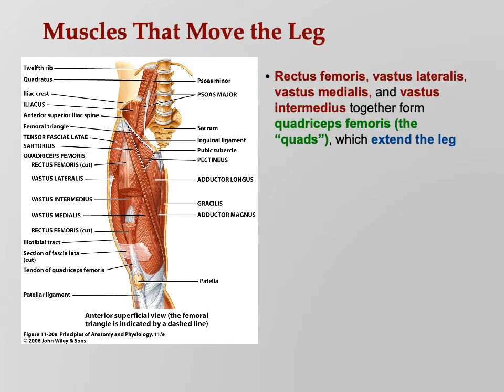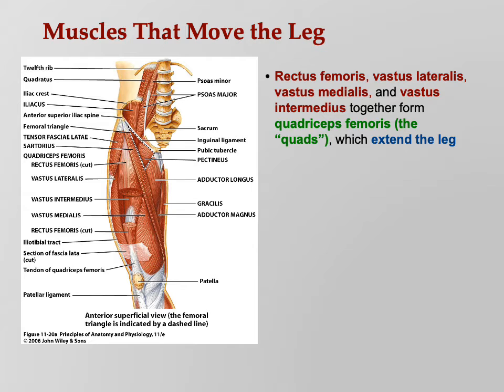All right, so we're now talking about the lower leg. We're talking about muscles that move your tibia and your fibula. Rectus femoris, vastus lateralis, vastus medialis, and vastus intermedius form what we call the quadriceps. Quadriceps means four heads.